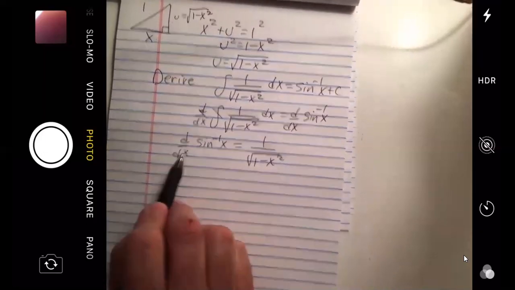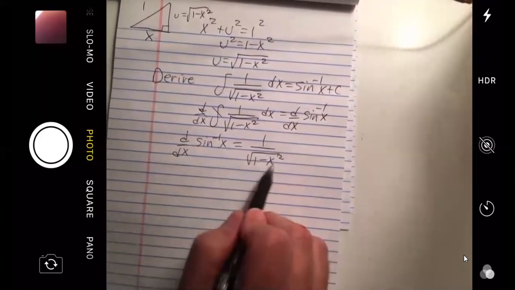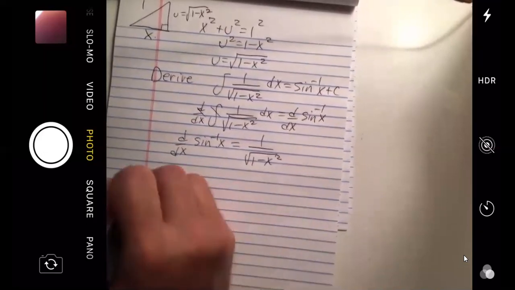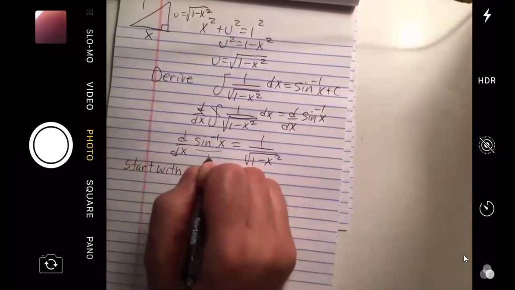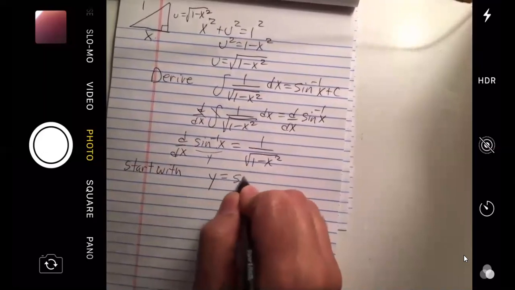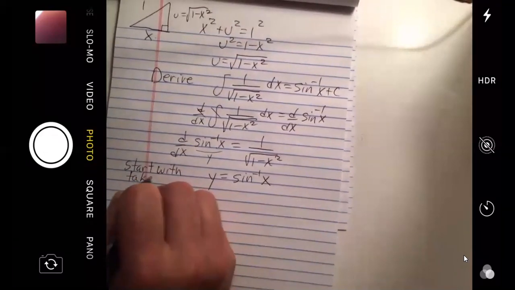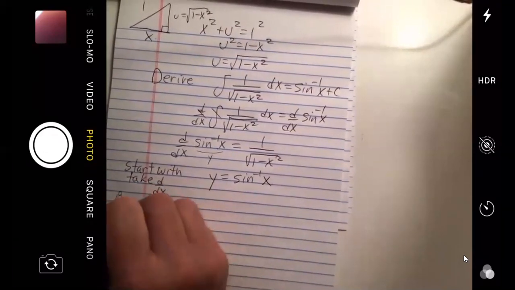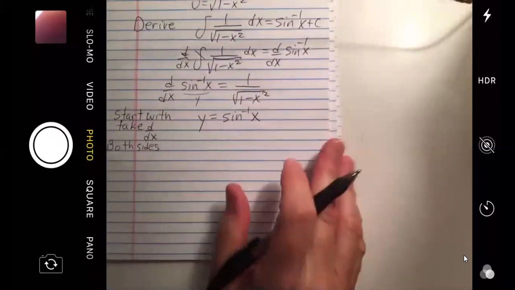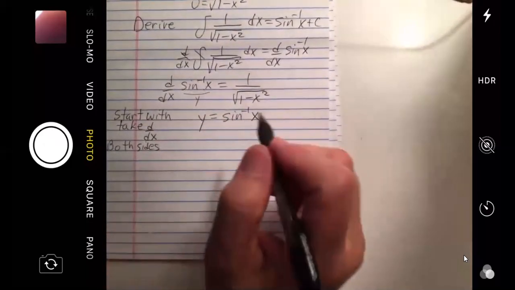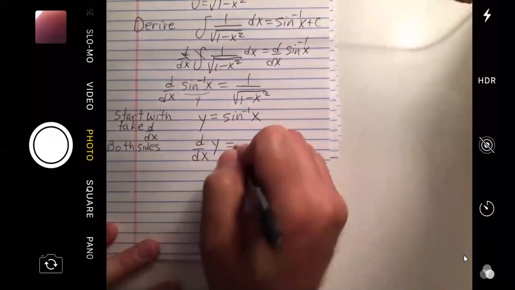All right, so it's really equivalent to showing this, that I can differentiate an arc sine and come up with this. All right, start with, we'll call this y. y equals arc sine of x. Take d dx of both sides.